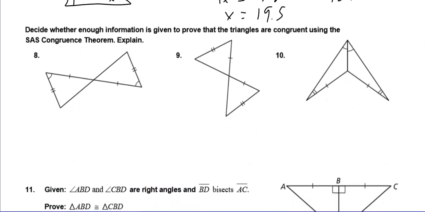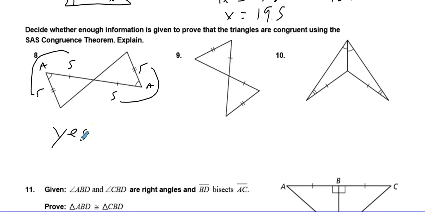Decide whether or not we have enough information for SAS. So again, if you use this little trick, this makes it a lot easier. So this is S, this is S. They match up. This angle matches up with this angle, and this side matches up with this side. Do I have SAS here? Yes, I do. Do I have SAS here? Yes, I do. The answer is yes.